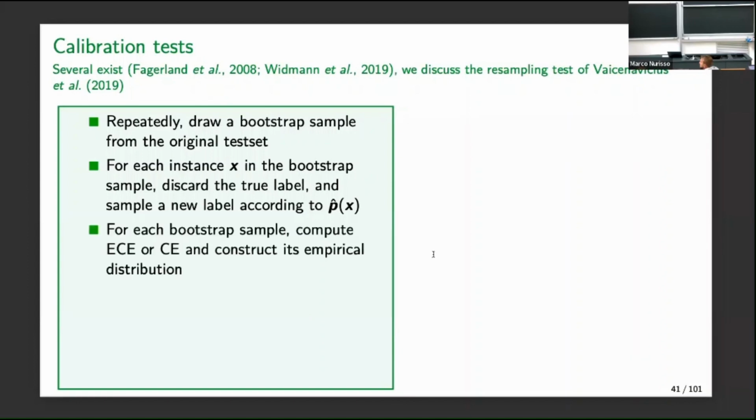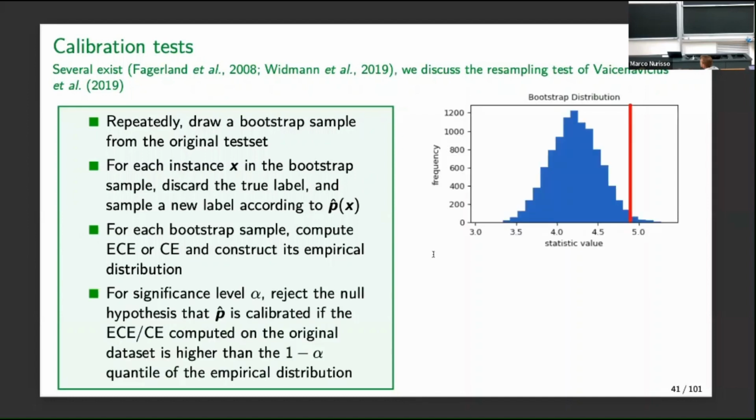You then compute your estimator of calibration. That can be anything. It can be this expected calibration error that we have seen that relies on binning, or it can be this kernel-based calibration error that we had seen on the previous slides. And then you get an estimate of the null distribution, the distribution under the assumption that the null hypothesis is true. And this is the distribution that I plot here on the right-hand side.